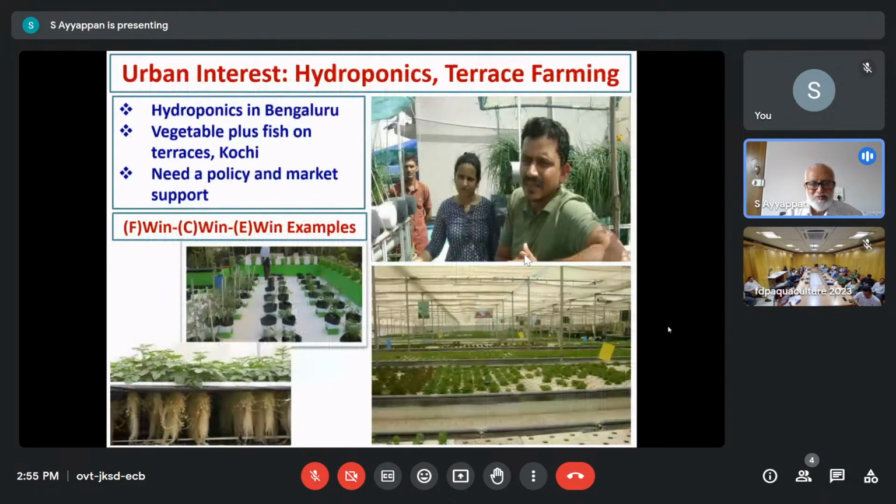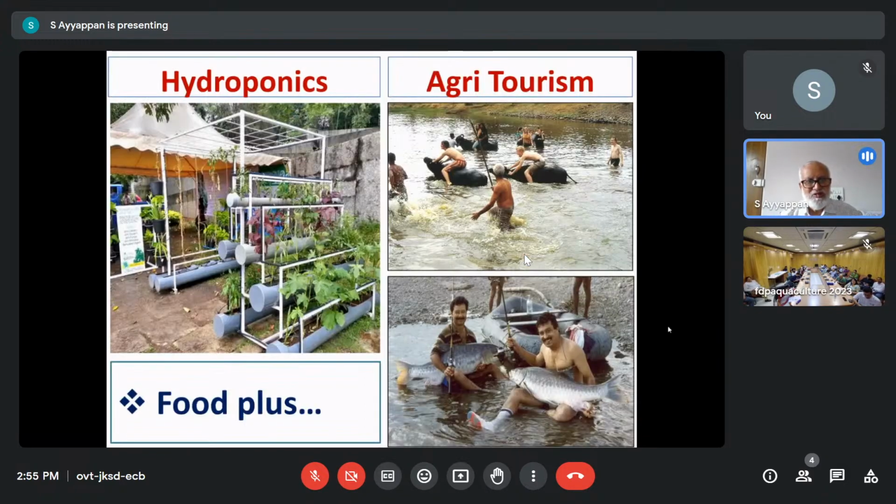This example, for terrace farming, where they grow some of these food produce. At the same time, these are some pictures from Bangalore or Cochin, where the terraces are used for farming, and the wastewater is recycled for fish culture. Now, keep seeing some of these.